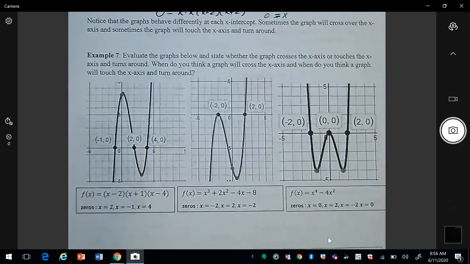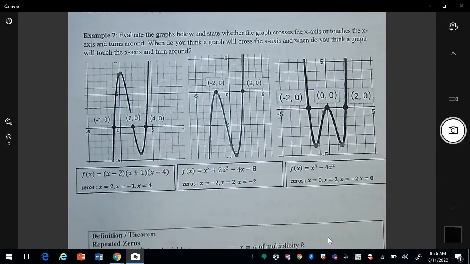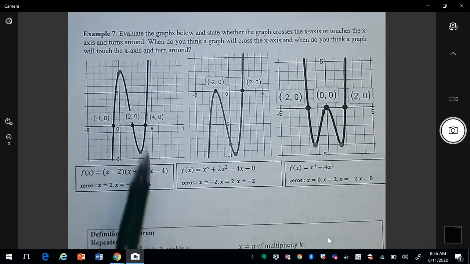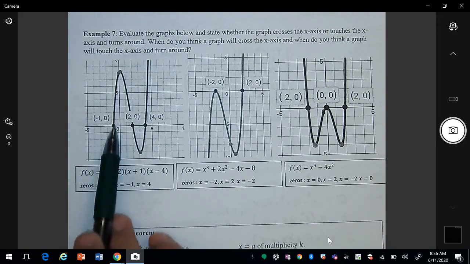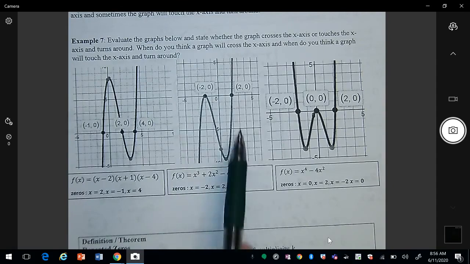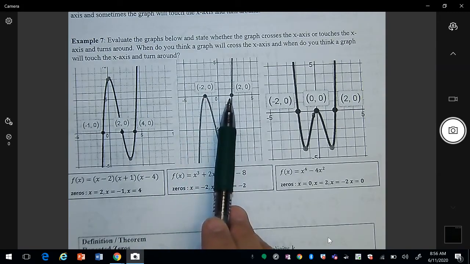So example 7, evaluate the graphs below and state whether the graph crosses the x-axis or touches the x-axis and turns around. So if we observe here, my zeros are at x equals 2, x equals negative 1, and x equals 4. And notice that the graph is crossing at each of those x's. In the next picture, we have x is equal to negative 2 right here, x is equal to positive 2 right here, and then we have another x equals negative 2. And at negative 2, it touches and turns. Over here, it crosses.